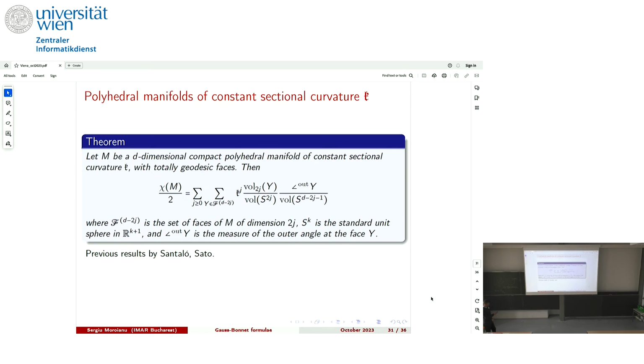Okay. There is an analogous statement for constant sectional curvature. Now each face contributes, and there were some partial results by Santalo in the 70s and Sato, I think, in 2006, something like that, for the sphere. I think these formulas are hard to get by hand in high dimensions. It's hard to compute spherical volumes.